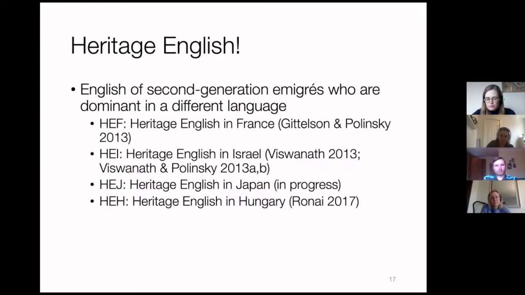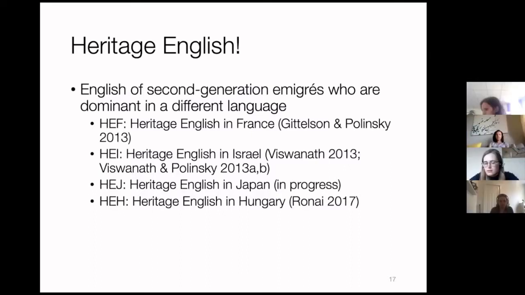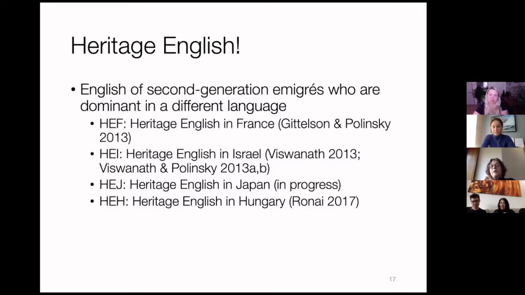Okay, so this is an example of something that may be unthinkable because English is this indestructible language that everybody is supposed to speak. But here's an example of heritage English. So we have quite a collection of this English spoken by second generation immigrants who are dominant either in French or in Hebrew or in Japanese or in Hungarian. So these are all countries where we can find significant English-speaking expat population. And what happens to English in those cases is what happens to pretty much any heritage language, and that is it becomes weakened.